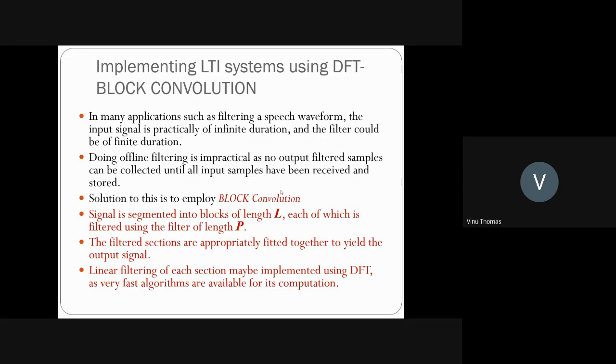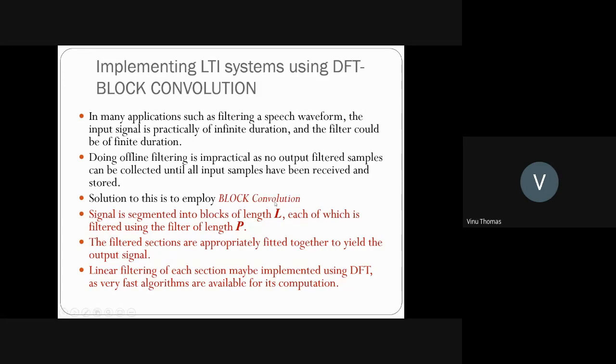Now, it is not practical to wait till you have captured all the input samples and then start processing the signal. Doing offline filtering is impractical, as no output filtered samples can be collected until you have all the input samples with you. You require to process the signal as and when it comes, and the strategy used to process this infinite long sequence is known as block convolution. This is known as block convolution.